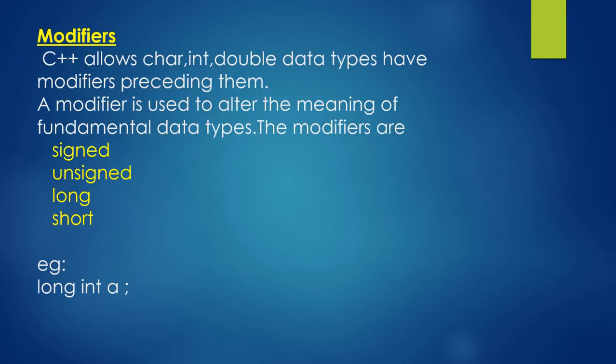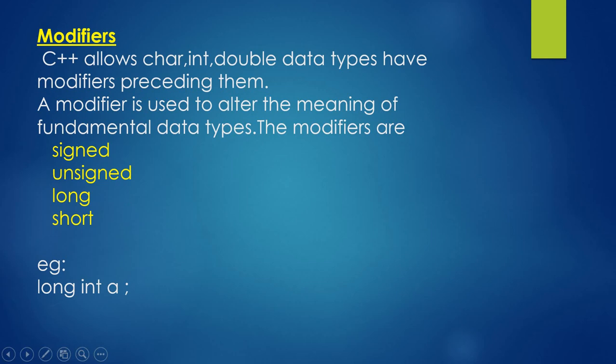Next, modifiers. C++ allows char, int, double data types to have modifiers preceding them. Means before the fundamental data type, we can use modifiers. What is the use of a modifier? A modifier is used to alter the meaning of that fundamental data type. The modifiers are signed, unsigned, long, short, etc.